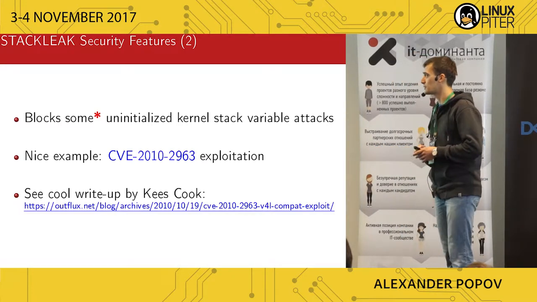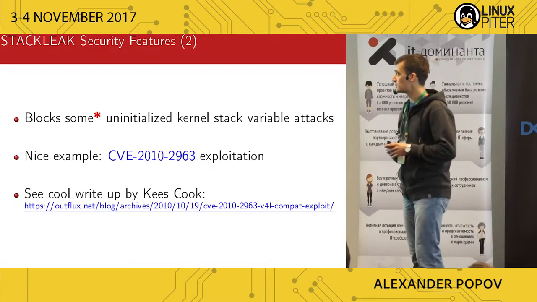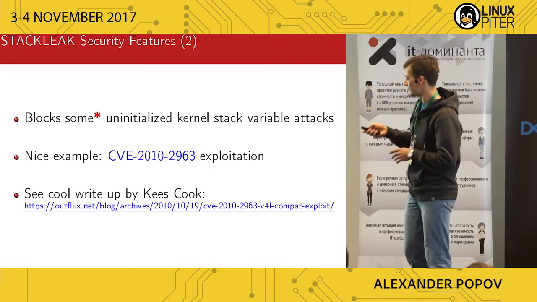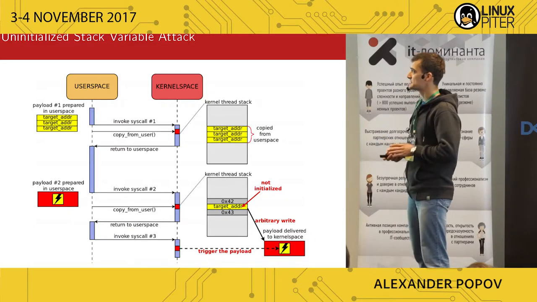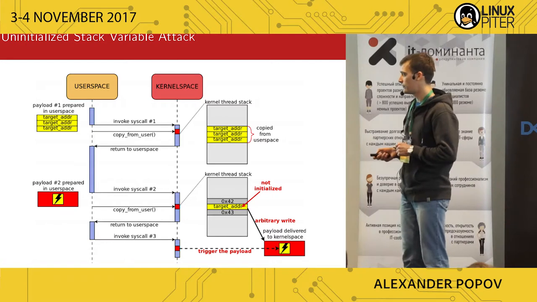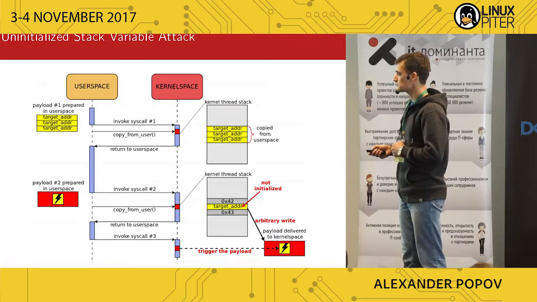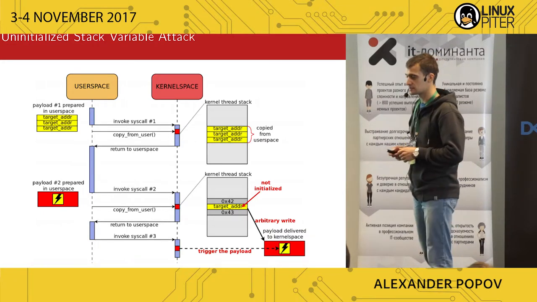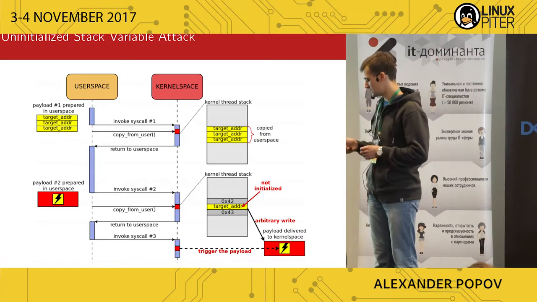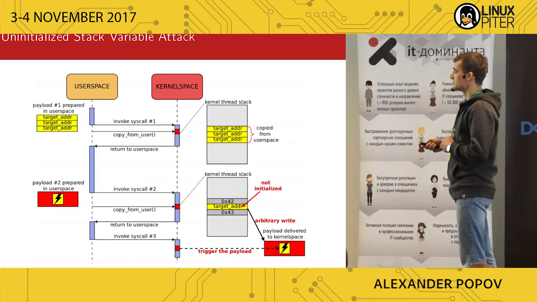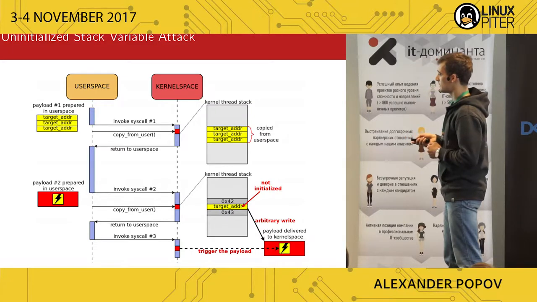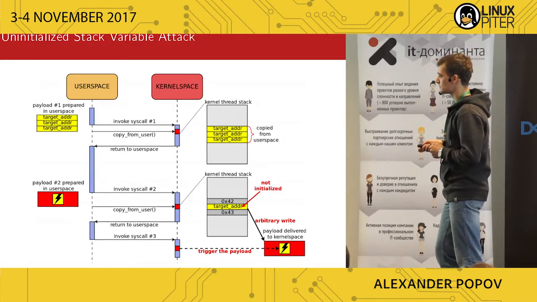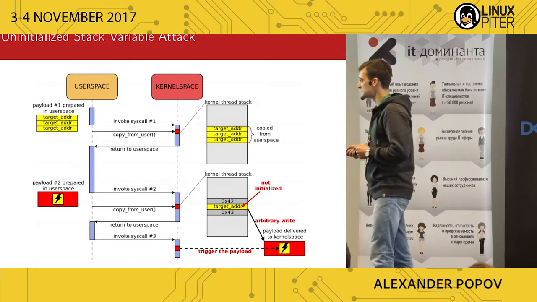The second one is more interesting. StackLeak blocks some uninitialized kernel stack variable attacks. What does it mean? And again, the asterisk, I'll describe it in a minute. The example of such an attack is very well described in a really nice write-up by Kees Cook. The main idea is that, like in the previous example, there is a vulnerability and some memory in the kernel thread stack is not initialized.